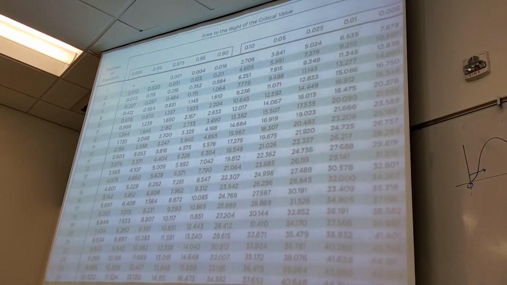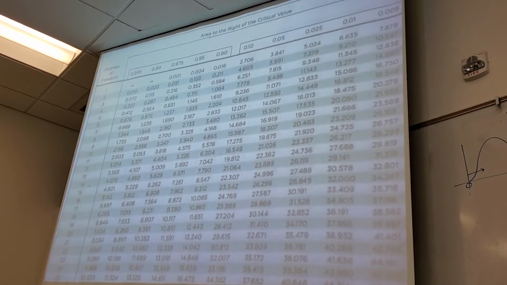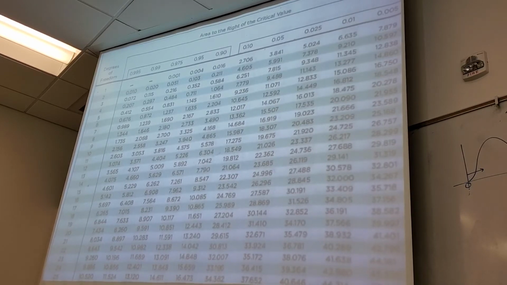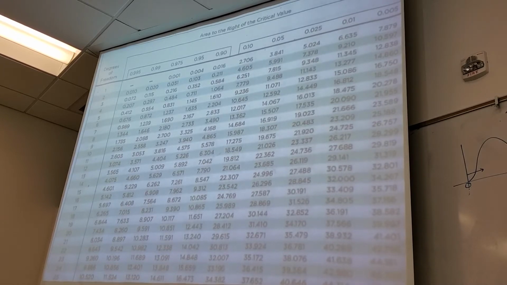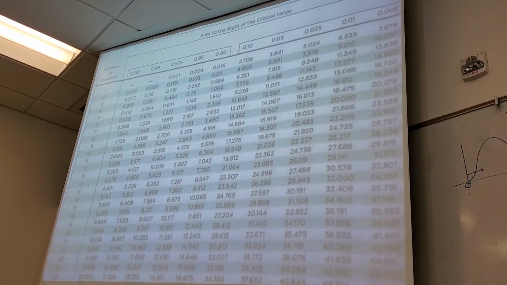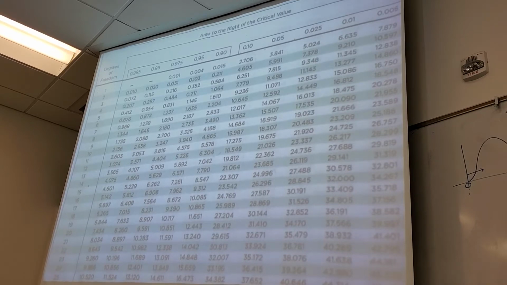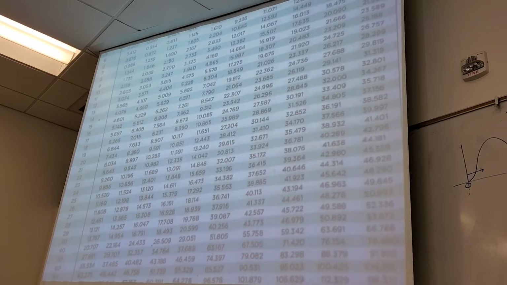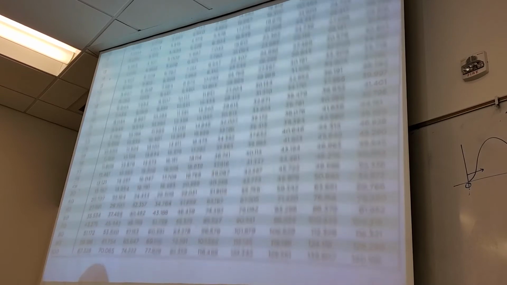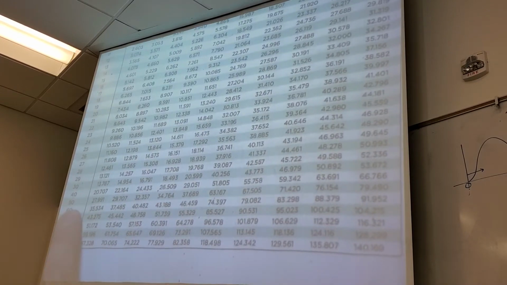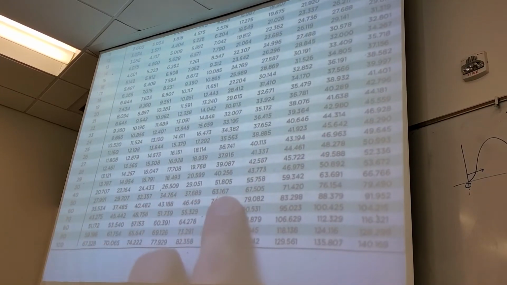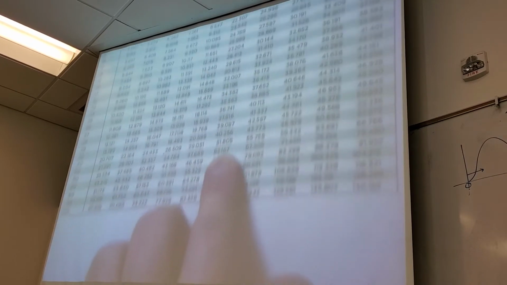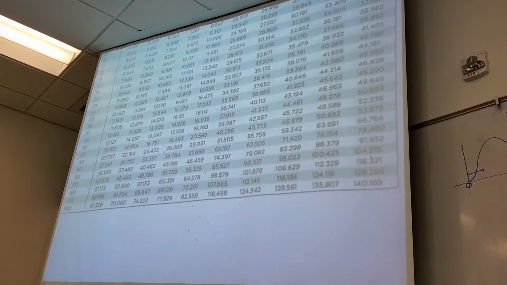So what about, so everybody's got how to look at this. So what if alpha was, what do you got, Jeff? 0.10, and the degrees of freedom of 50. What's your chi-square then? I get 63.167. Is that cool?